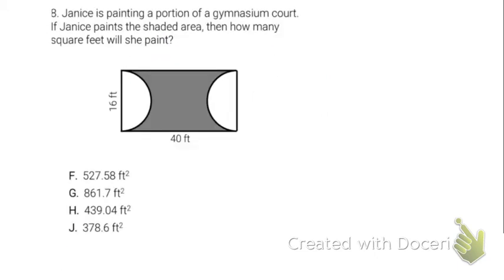All right. Janice is painting a portion of a gymnasium court. If she paints a shaded area, then how many square feet will she paint? So this is one of those 3-step problems. We're going to need to find the area of the rectangle. Step 2, I have 2 semicircles here. Each one is half of a circle.